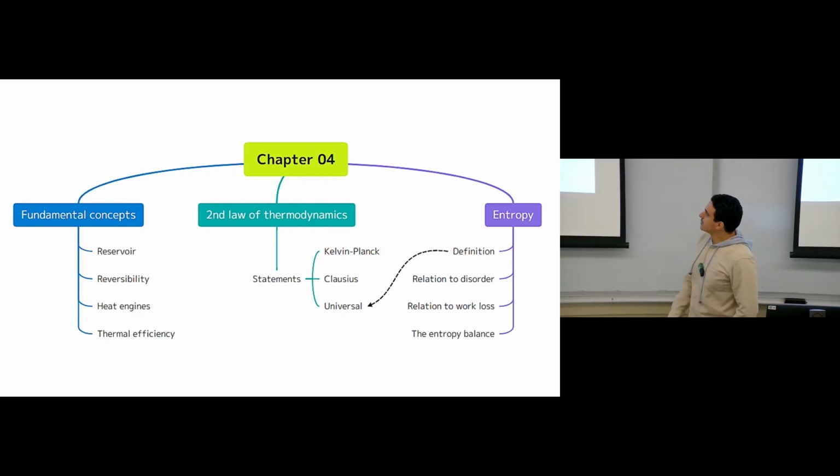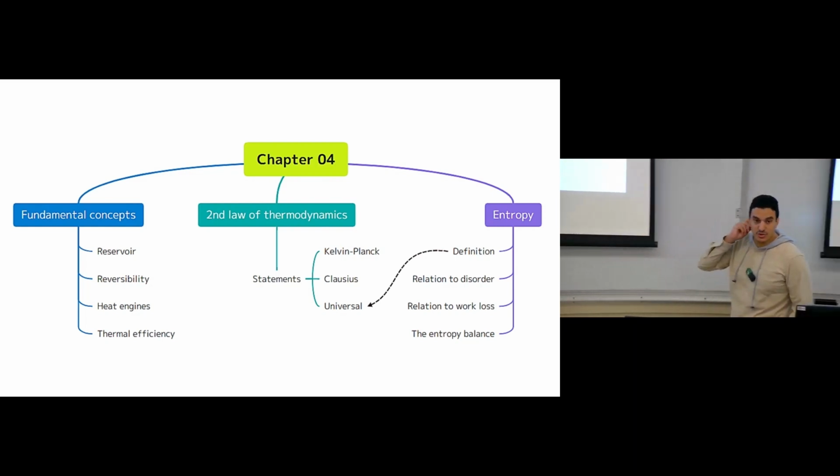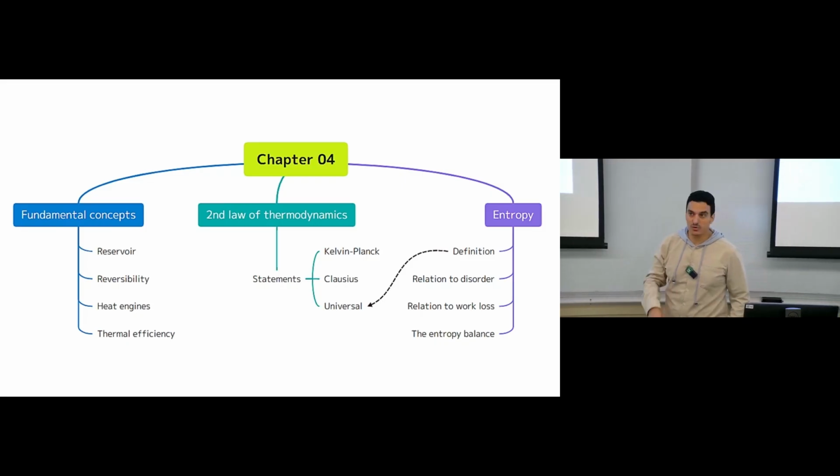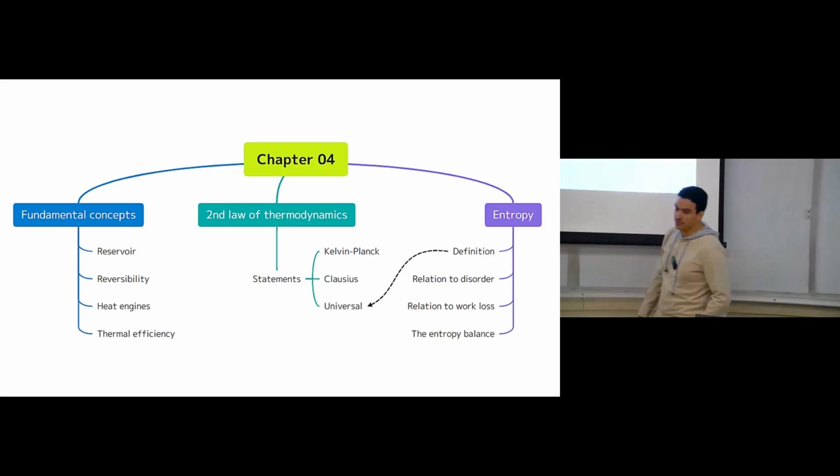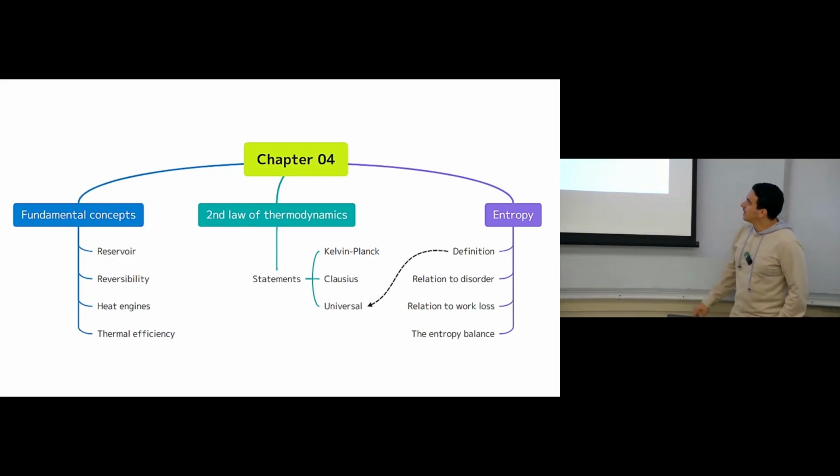Chapter 4. In the previous lecture, we started talking about the definition of entropy, how entropy came about, and how defining entropy shaped the universal statement of the second law of thermodynamics. Today we have two points.